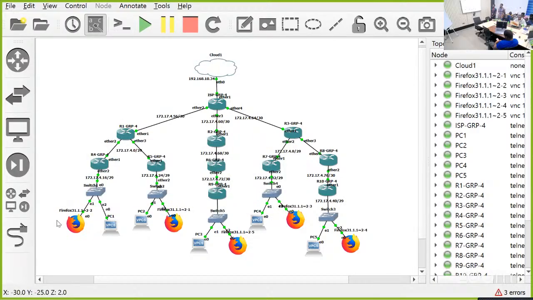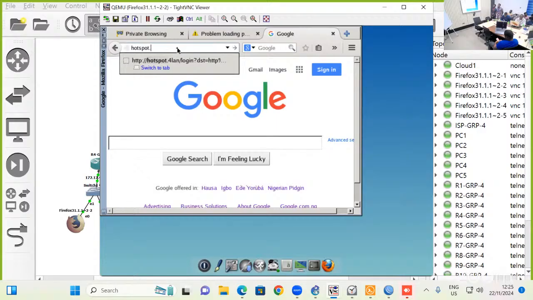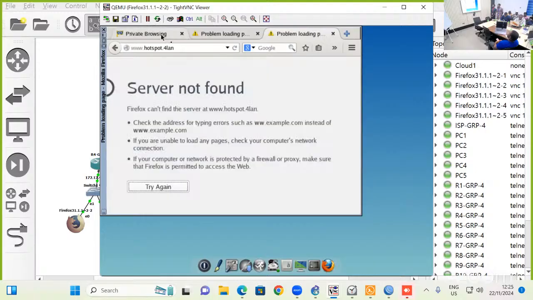So I'm going to go to this end of your network, that's this browser. I can see that you have already tested it before. What's the login page? The login page is hotspot.hotspot.land. It's not responding. Is this the correct spelling? Let me check. Yeah, that's our login, our hotspot.